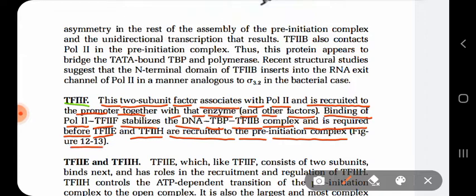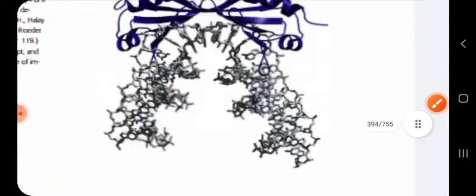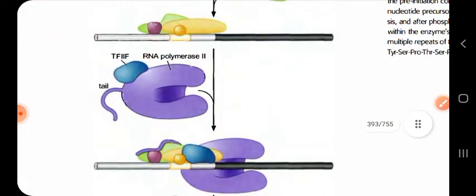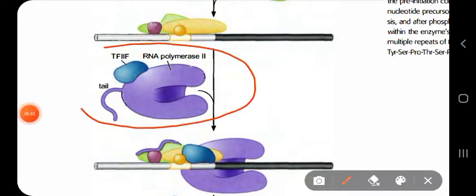Well, the function of TF2F is only this line. So binding of polymerase 2 with TF2F will stabilize the DNA TBP TF2B complex. This is the only importance of TF2F. TF2F associates with the RNA polymerase. You have seen in the diagram that TF2F associates with the RNA polymerase 2. You can see here, again I am showing, TF2F associates with the RNA polymerase 2.